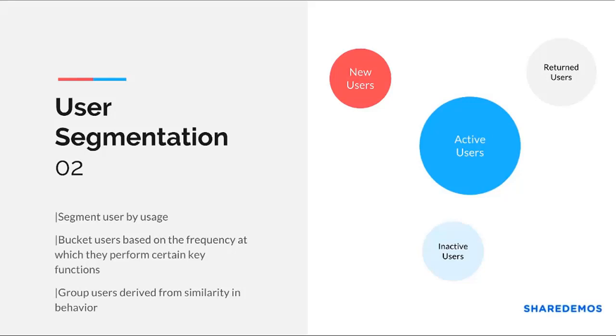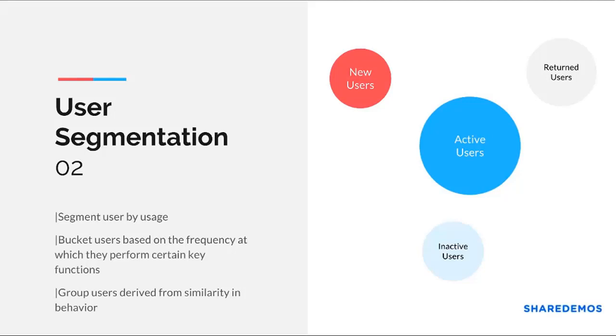So basically we do it in three major ways. One is to segment users by usage, and bucket users based on the frequency at which they perform key events, certain key functions. Then you can also group users derived from similarity in behavior. So these are all the major segmentation strategies. Let's talk about the first one, segment users by type.